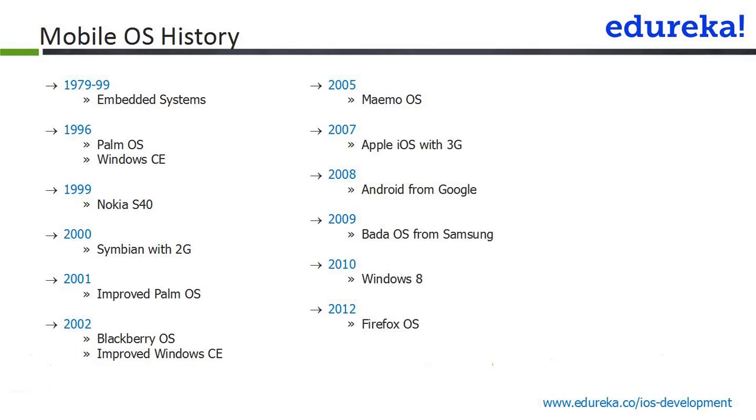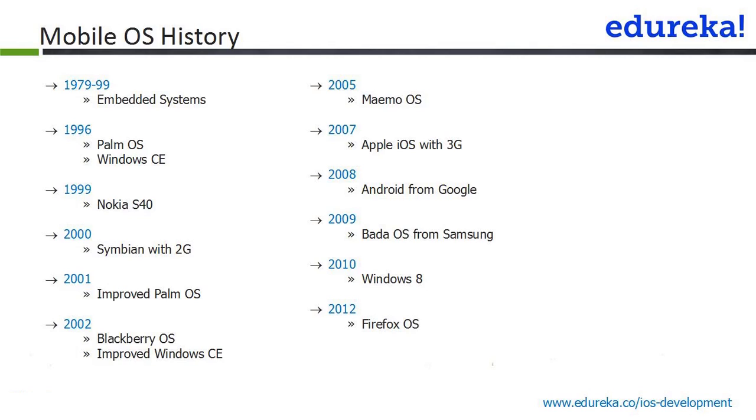This whole technology revolution. So as you see, mobile operating system history has got its roots, like almost 40, 50 years back. So it's pretty old, and it has kind of matured over the years.